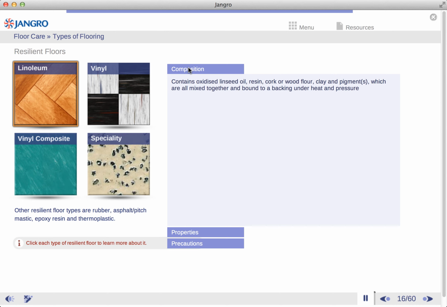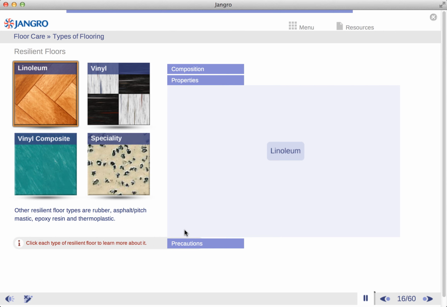Linoleum contains oxidized linseed oil, resin, cork or wood flour, clay, and pigments. These are mixed together and bound to usually a Hessian backing under heat and pressure. Since linoleum contains pigments, there is enormous potential for a wide scope of colours, patterns, and designs.